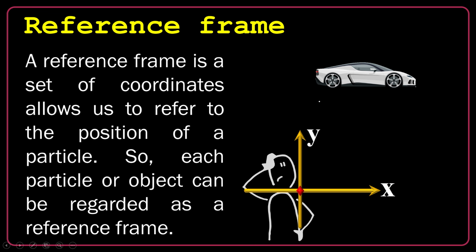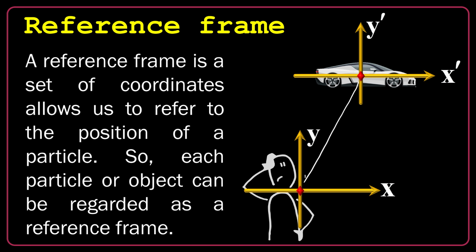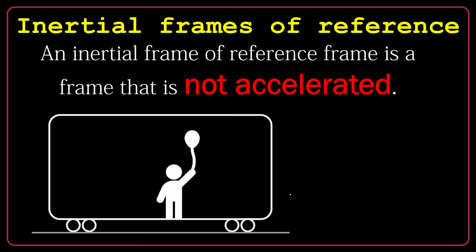Also, the driver of that car can have their own specific reference frame, the set of coordinates for the driver of the car. Then they can identify my location according to their reference frame. That's it. It's very easy. It's a mathematical tool to identify the position of particles.